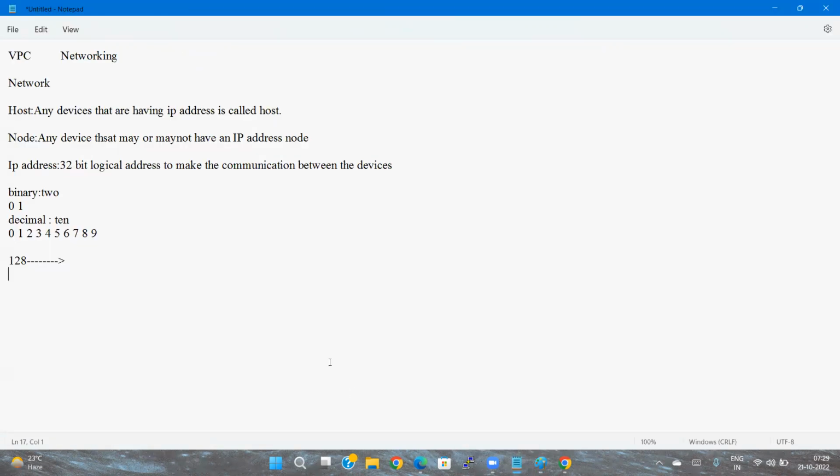I got the binary number like this. Now let us convert that. So this is the binary number. If I want to convert this binary number into the decimal number system format, then whatever number you got, multiply that number with the powers of 2.